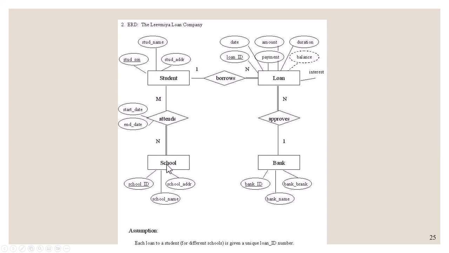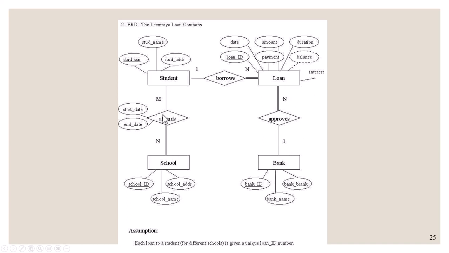Okay, and we also have total participation here, right? Using a double line. So this means that each instance of a loan must have an associated student that is borrowing, right? So a loan needs a student to participate in this loan, or else that would not be a loan, right? That's why we have a double line here. Same thing here. Each loan needs a bank that they borrow from. So that's why we have a total participation here. Without a bank, there would not be a loan.